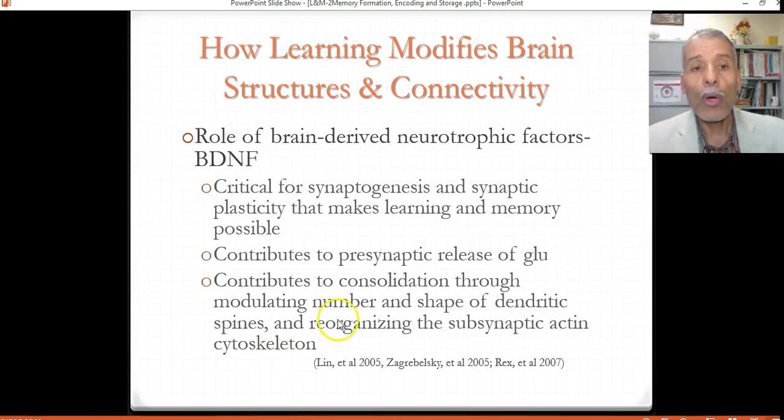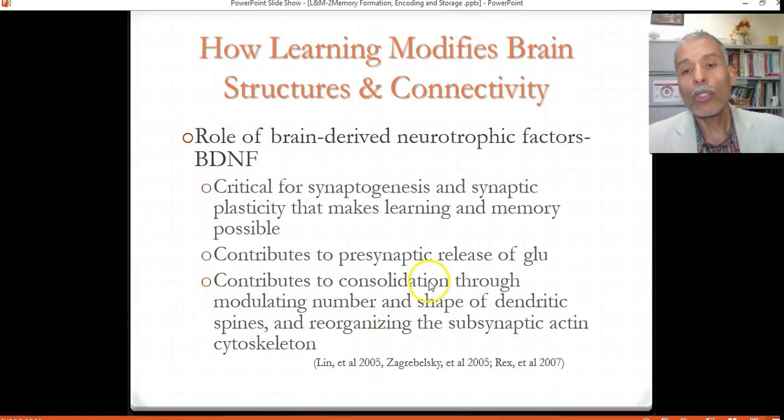So BDNF is critical for synaptogenesis, making synapses, connections between neurons, and synaptic plasticity, making it possible that, if a connection is not used or doesn't work, we can sever it and make a connection somewhere else. So that is synaptic plasticity, the flexibility and wiring of the brain. It contributes to presynaptic release of glutamate, and that's a major neurotransmitter. That's the most common neurotransmitter in the brain.